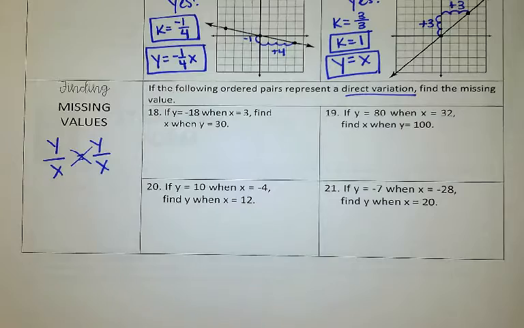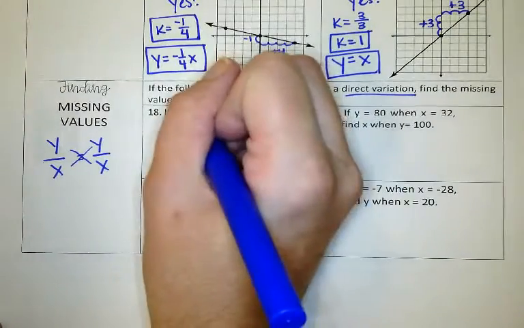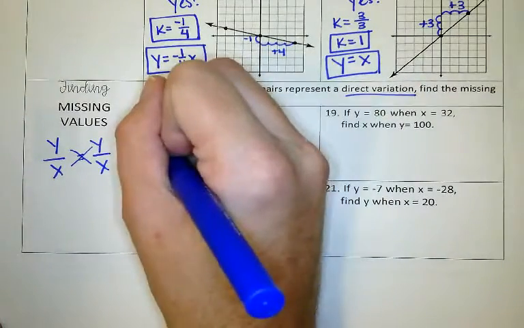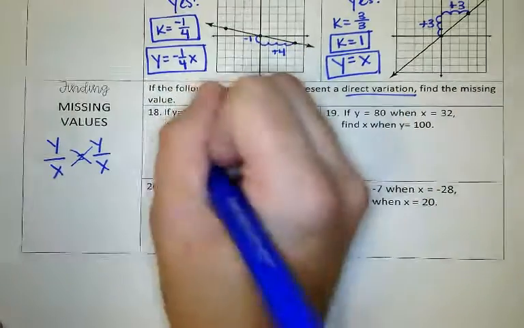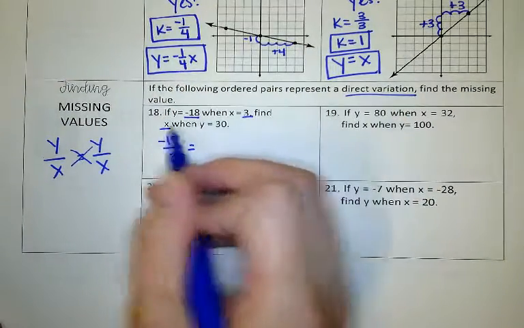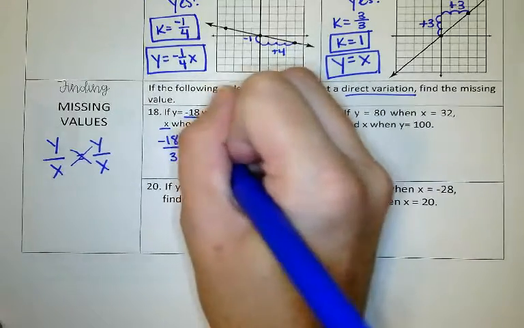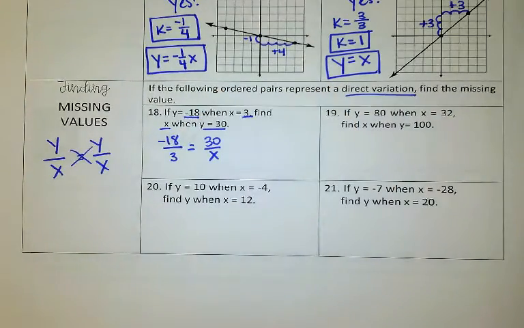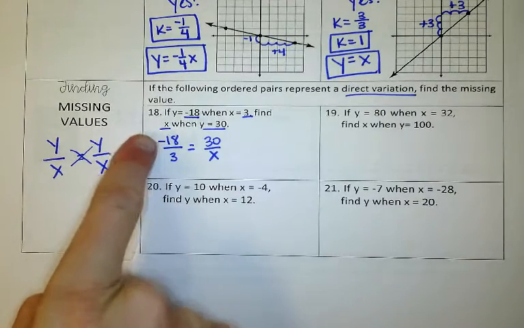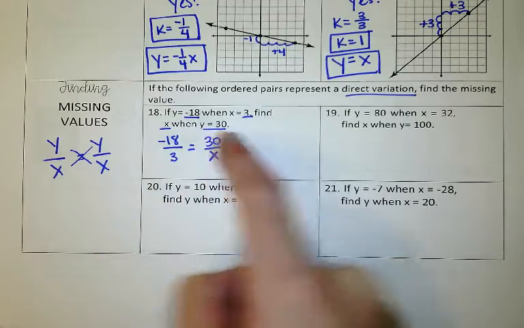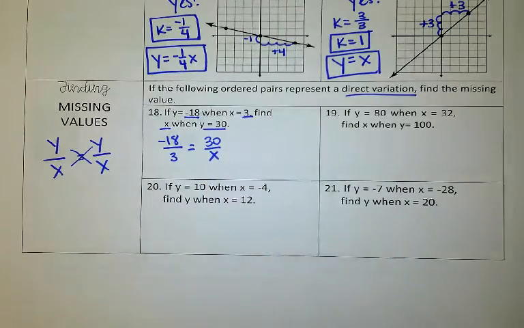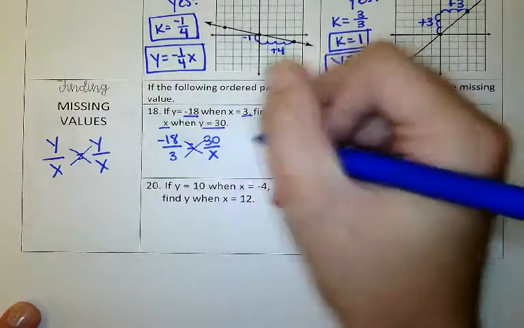So, if y is equal to negative 18 when x is equal to 3, find x when y is equal to 30. Do you guys feel comfortable setting up that proportion right there? So if y is negative 18 when x is 3, find x when y is 30. Now we're going to set up a proportion. We're going to say negative 18x equals 90.